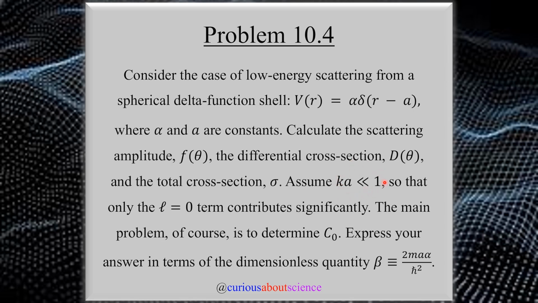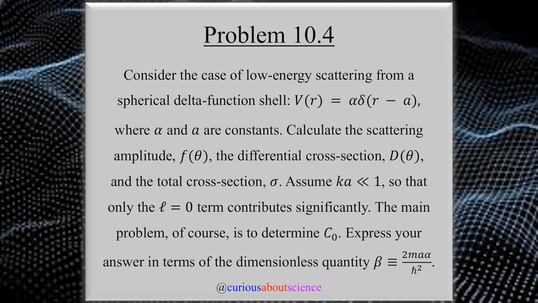Okay, that should tell you a lot about what regions we're in. That should tell you that we're in the scattering and intermediate regions, so that only the l equals 0 terms contribute significantly. This is big for us, so we want to keep that in mind. The main problem, of course, is to determine C0, which is the partial wave amplitude, and express your answer in terms of the dimensionless quantity beta, which is equal to this constant.